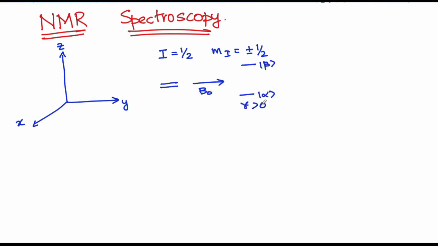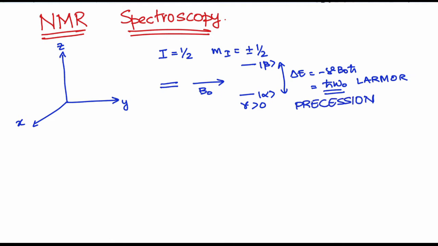In this condition, we were able to understand the energy difference would be given by minus gamma B naught, of course with a h cross, which is defined as h bar omega. This omega naught is defined as the Larmor precession frequency. Now we will take a closer look at what this motion called precession is. If one understands the term precession, most of NMR would be easy to understand as we go forward.